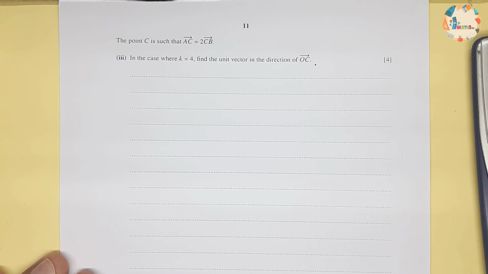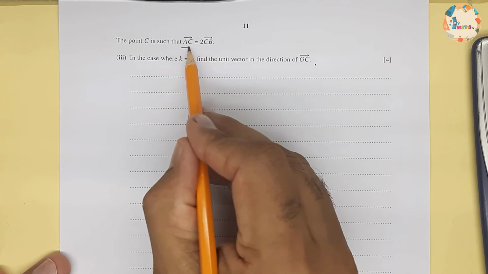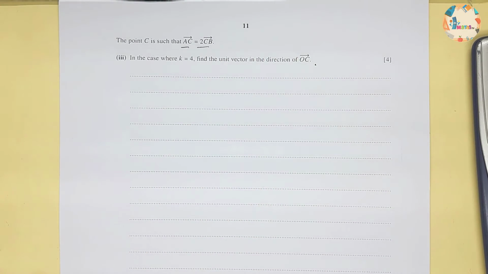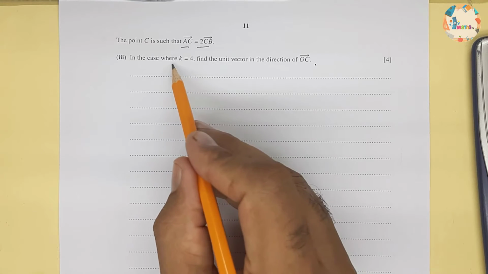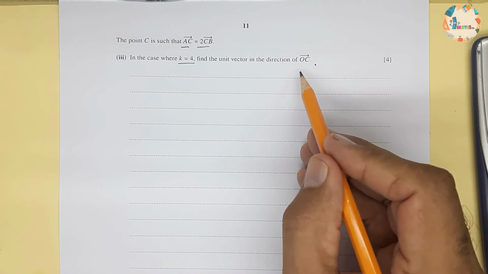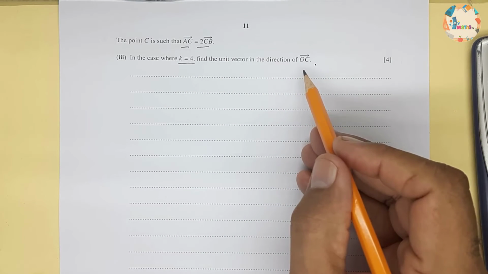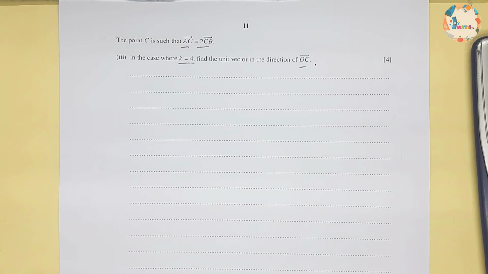Now next part, the point C is such that AC is equal to 2CB. In the case where k is equal to 4, find the unit vector in the direction of OC. Unit vector we have to find in the direction of OC.